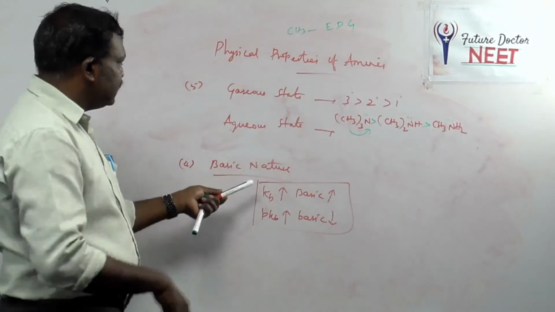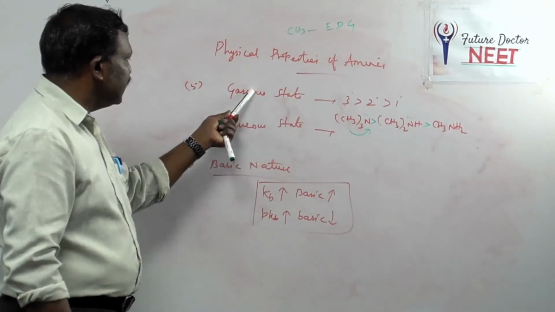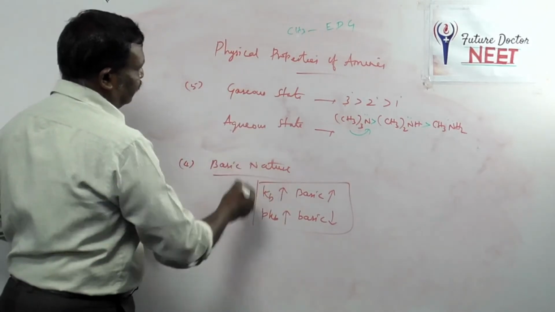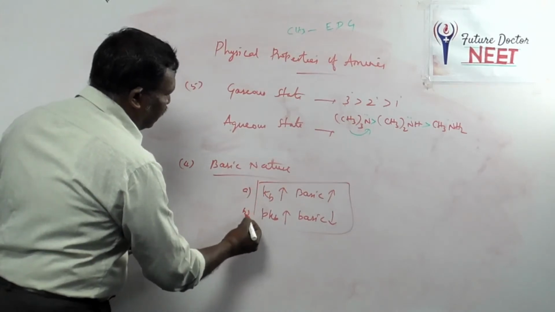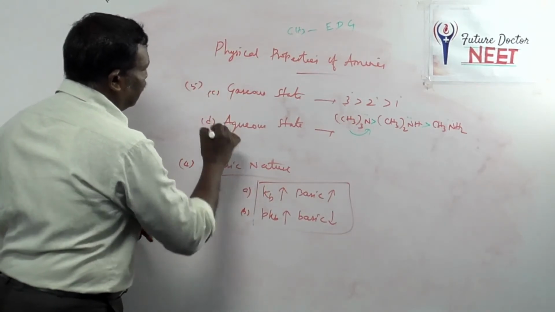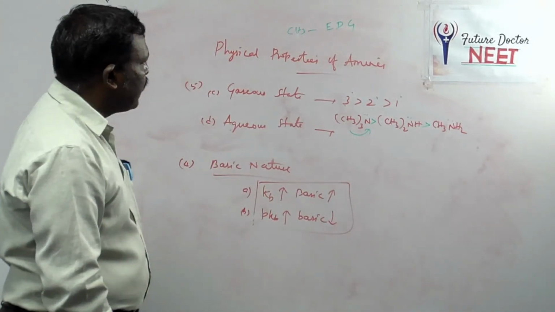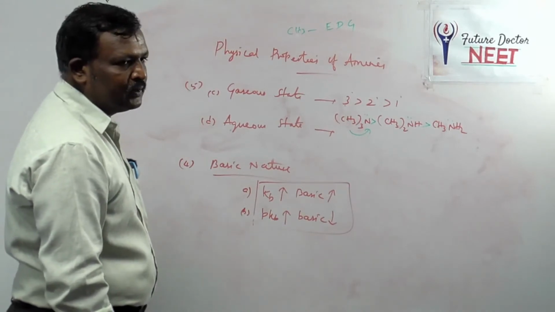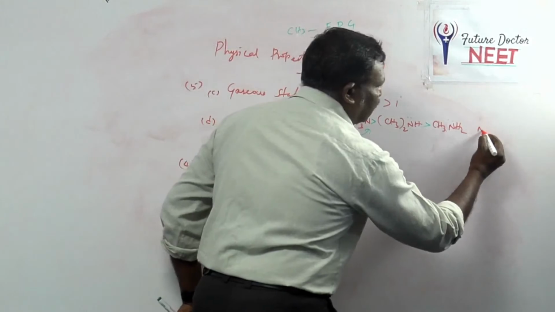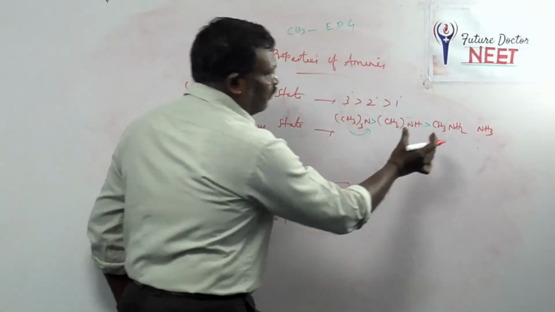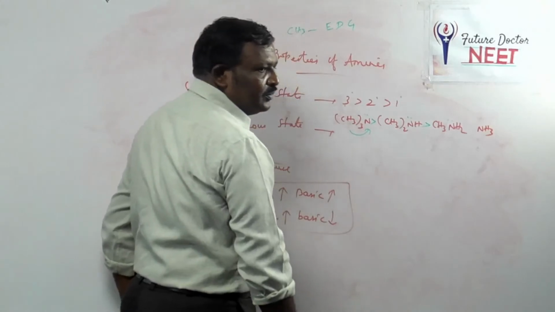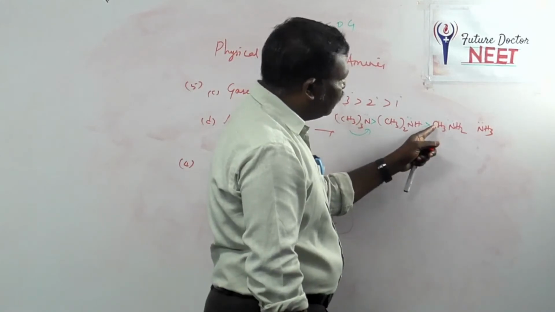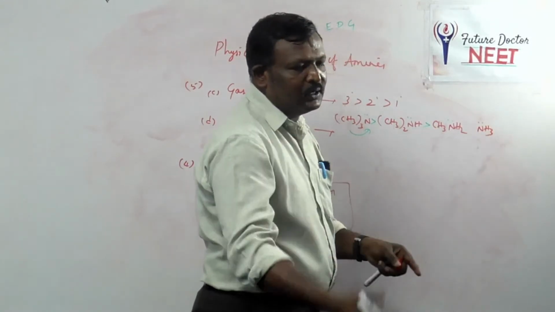Under the basic nature, Kb, pKb, then gas state, aqueous state, some of the things are there. If you want me to write A, B, C, D and all. Finished? Okay. I put NH3. Now tell me, who is more basic? Methanamine, ammonia. Ammonia also has a lone pair, no? Methanamine, ammonia, who is more basic?